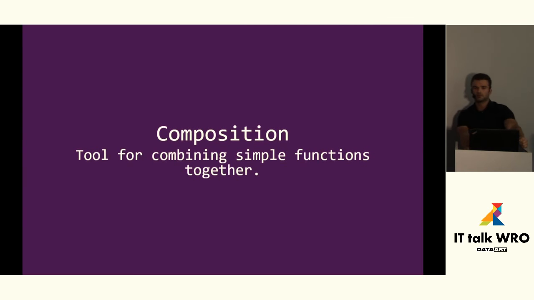Functional programming is about taking small, simple functions and piecing them together to do more complex things. Partial application, as we saw above, is a tool which helps us make this process easier. And composition is another tool for combining simple functions together.